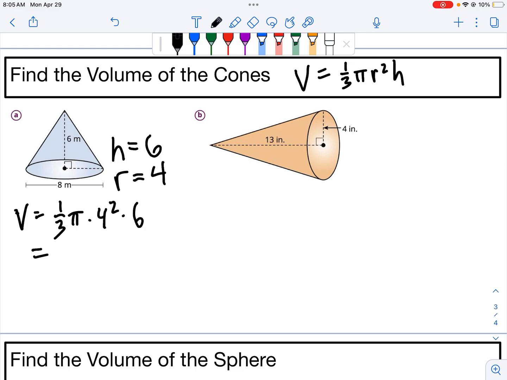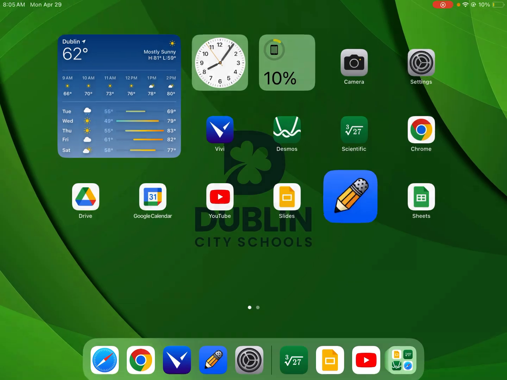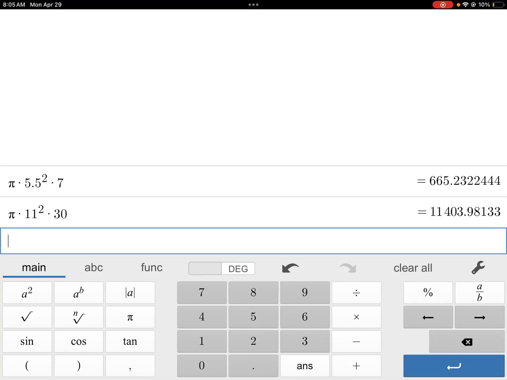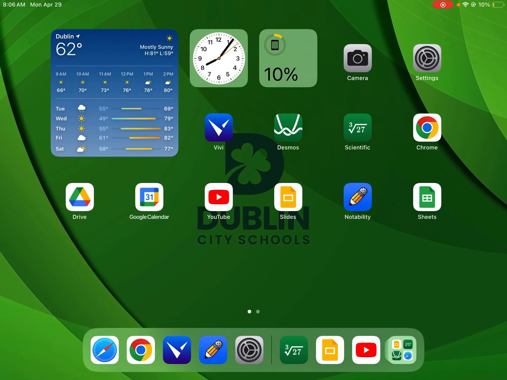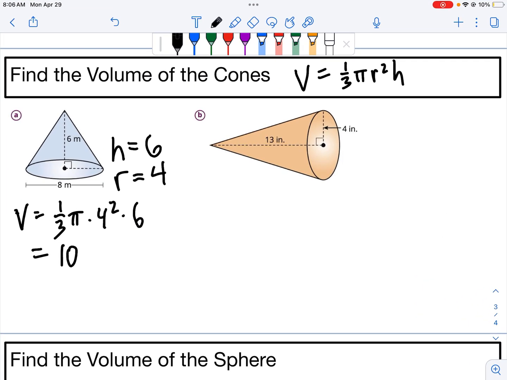We're going to open up our calculator and type that in. 1/3 pi times r squared times h. So we get 100.53. Here we're back to meters, so this is going to be meters cubed.